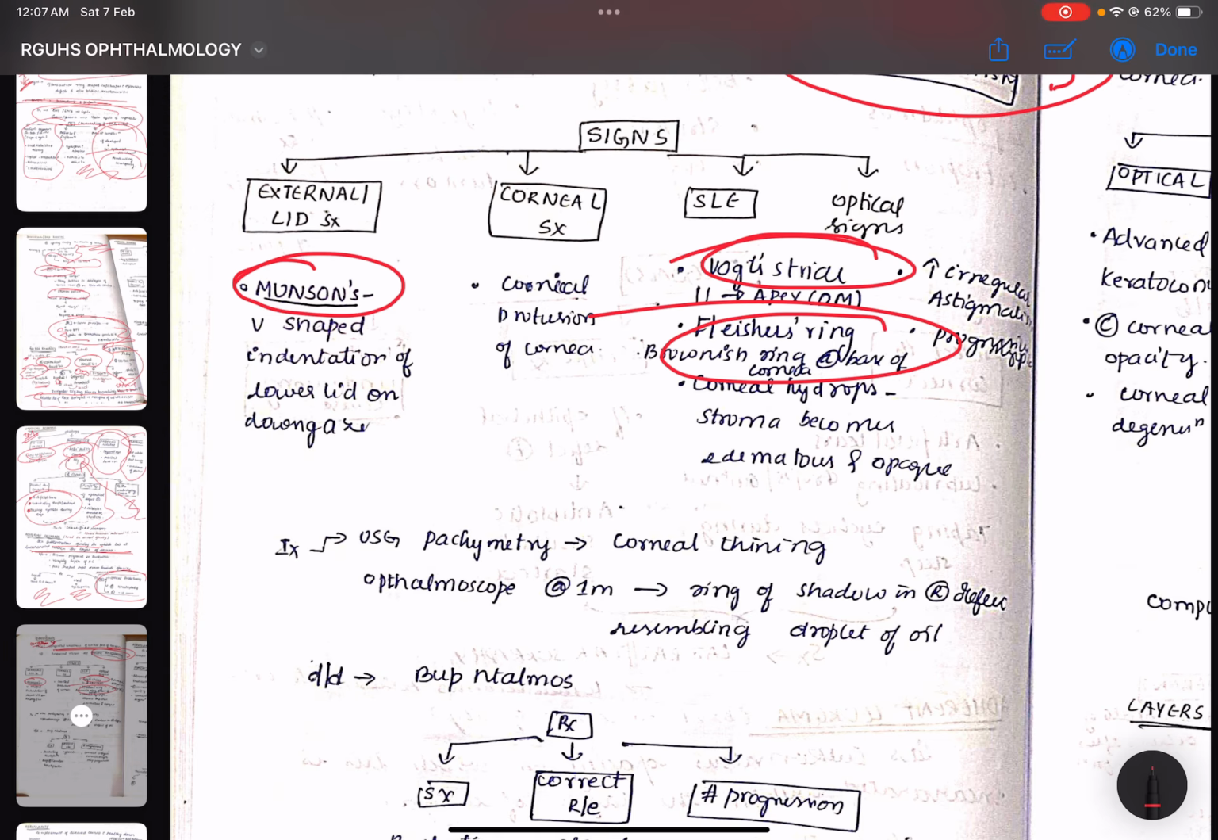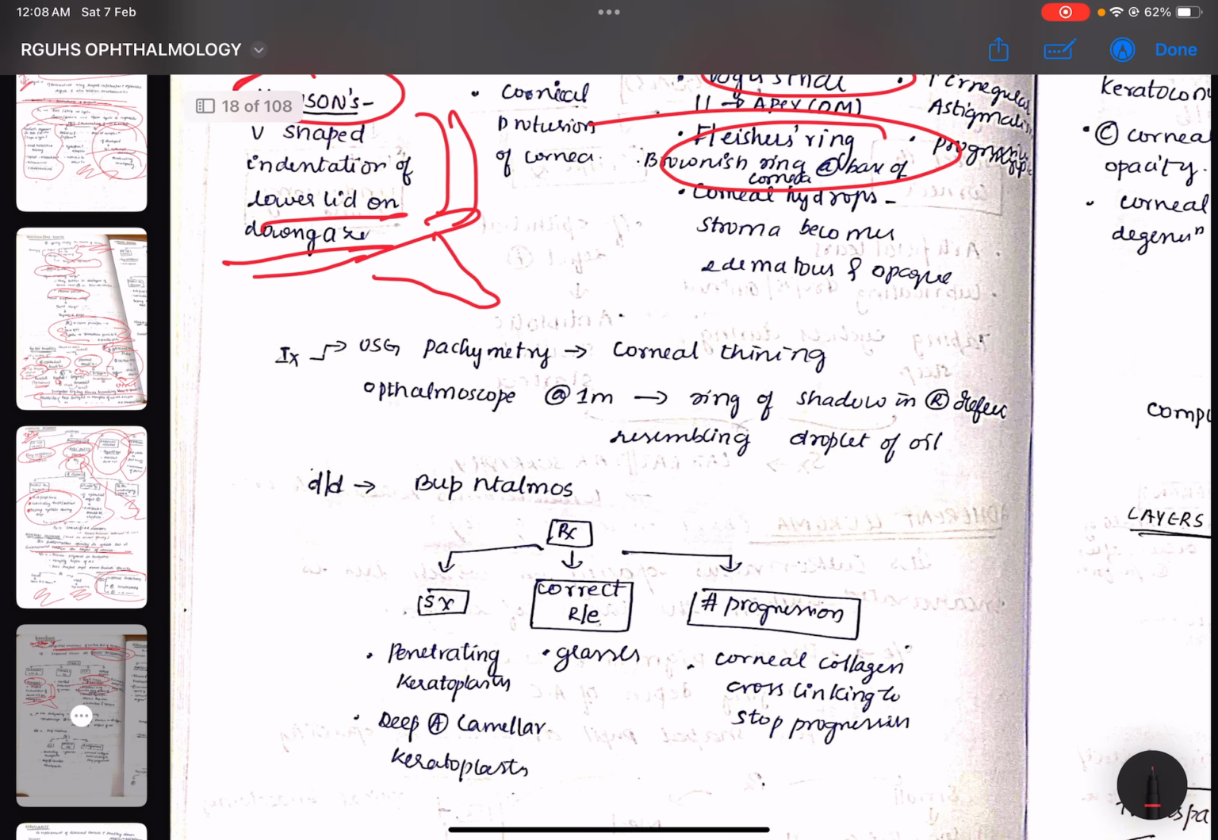Again, what is the important thing? Whenever the patient has a Down's case, when you notice this V-shaped thing, that is called Munson's sign. And Vogt's striae and Fleischer's lines are self-explanatory. These are the investigations. Again, oil droplet sign is one of the named things which you need to remember.